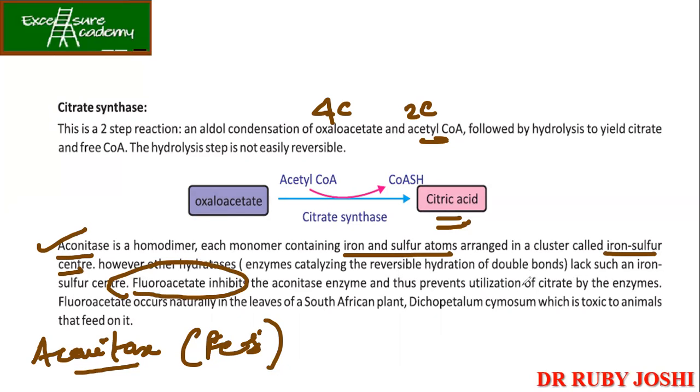Fluoroacetate occurs naturally in the leaves of certain toxic plants, for example Dichapetalum cymosum, which is toxic to animals that feed on it. This is just a small example that you have to remember.